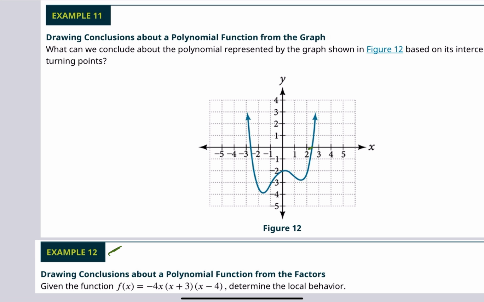So example number 12, given the following function, determine the local behavior. How do I do this? Well, you just need to distribute, and once you distribute, you determine the x-intercepts, the y-intercept, and the turning points. The x-intercepts, y-intercept, and turning points are simply the local behavior of example number 12.